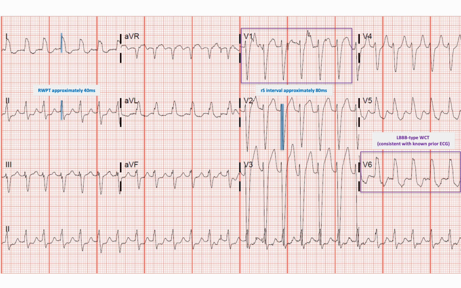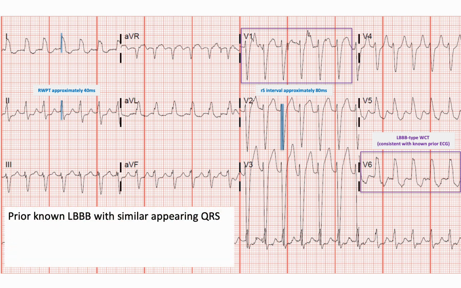To summarize, we have a wide complex tachycardia with similar left bundle branch type morphology to the patient's known prior EKG, with signs of rapid initial QRS conduction. We don't really have any criteria apparent to suggest VT here, so we can feel pretty good about a diagnosis of SVT with left bundle branch block.